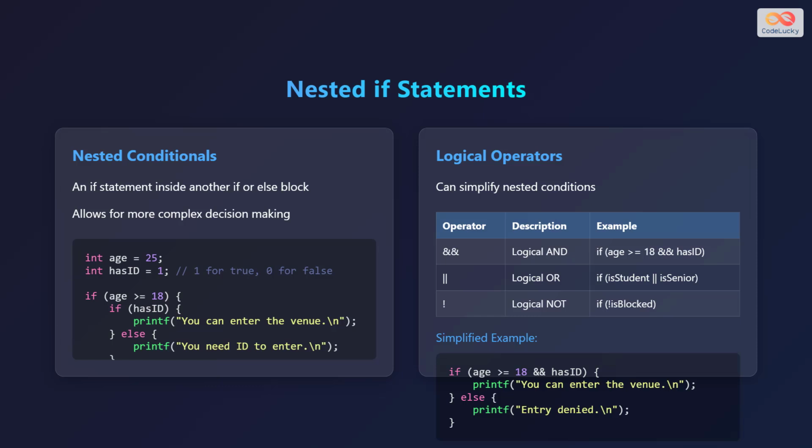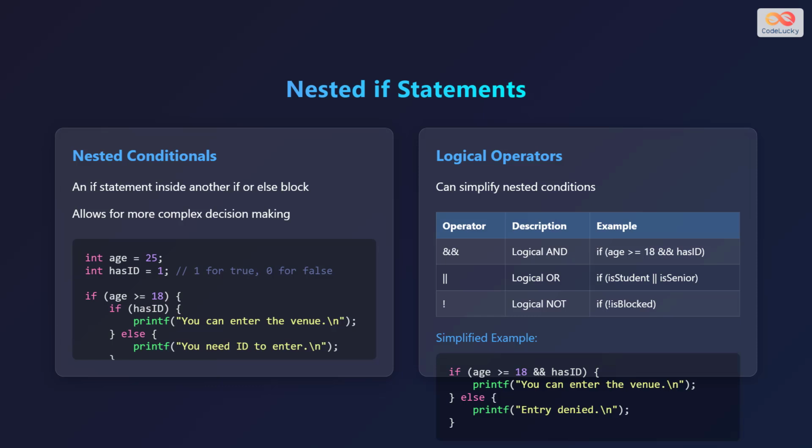If this condition is true, the inner if statement checks if hasID is true. If both conditions are true, the program prints, "You can enter the venue." If hasID is false, the program prints, "You need an ID to enter." If age is less than 18, the program prints, "You must be 18 or older."